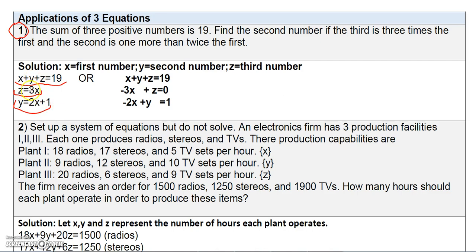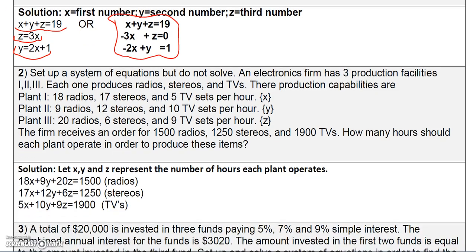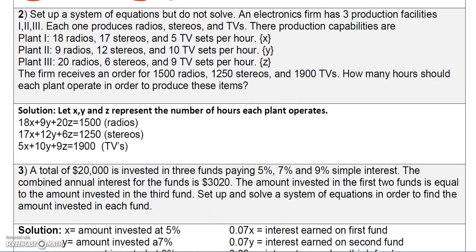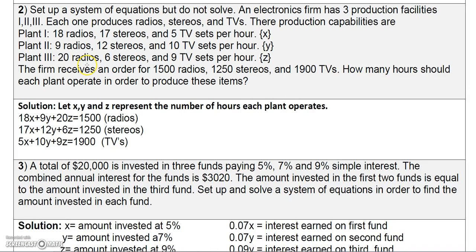Now, you can actually rewrite these and move all the variables to the left by writing the second equation as minus 3x plus z equals 0, and the third equation as minus 2x plus y equals 0. Because if you wanted to solve it, that's how you would write it, so you could solve the system. Now, pause the video and read the second one, and then start it back, and I'll show you how to set up the second problem.